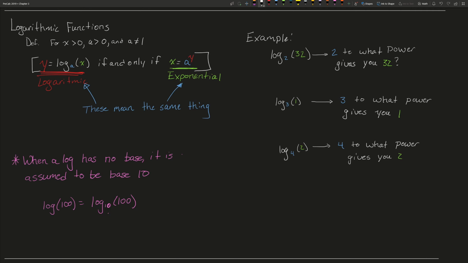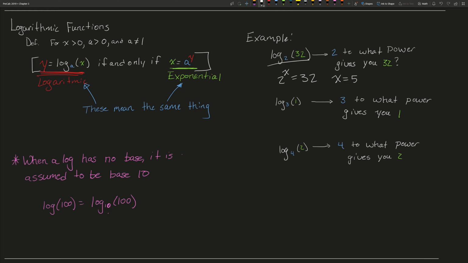And we need to be able to switch certain functions into the other. So we need to take a logarithmic function and switch it to exponential. And we need to be able to take exponential functions and switch them into logarithmic functions. So for example, if we have log base 2 of 32, that is asking 2 to what power gives you 32. So we can rewrite this function as 2 to some power is equal to 32. And if we were to solve that, x would be 5, because 2 to the 5th power gives you 32.